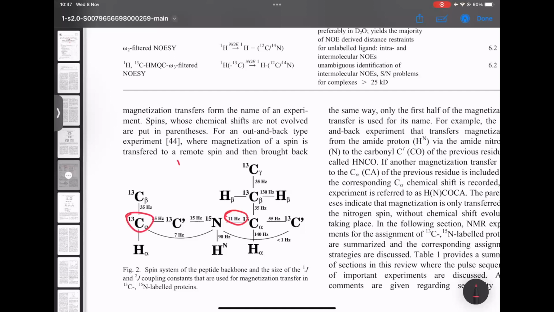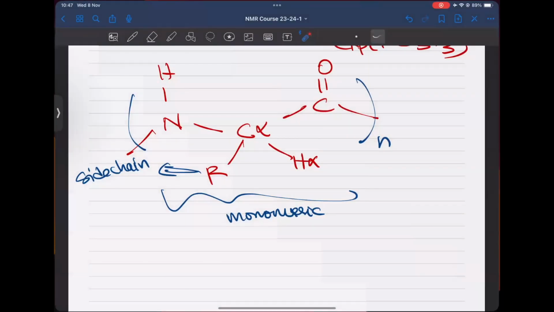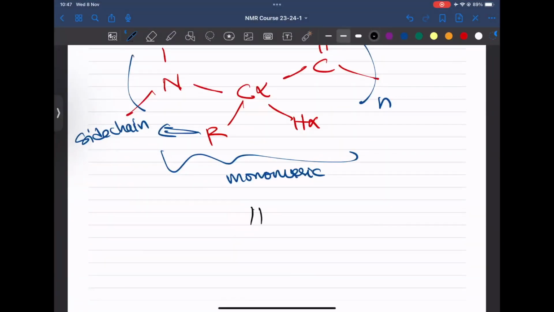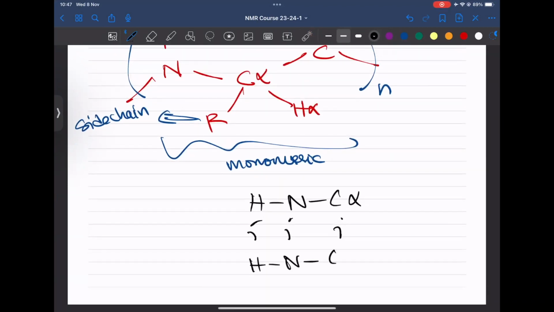So if you end up doing an experiment where it's optimized, let's say at 9 hertz, you would not just get the HN correlated with its own C alpha, you'll also get it correlated with the preceding C alpha. So you'll get a peak for two reasons, not just for the H and C alpha where everything is i, we'll also get a correlation for H and C alpha where it's i minus 1.